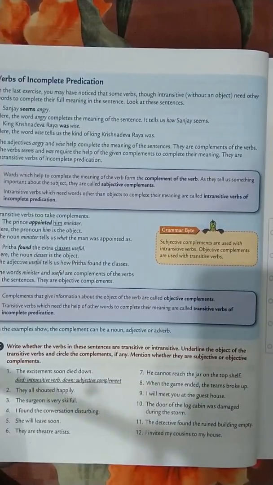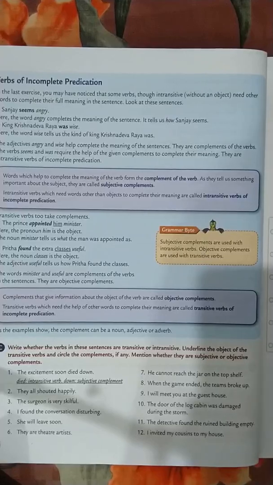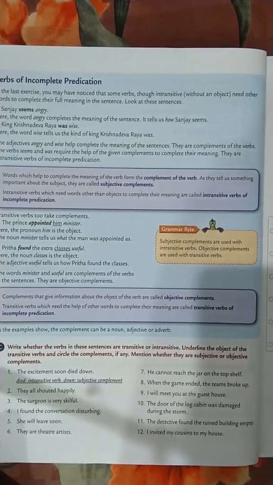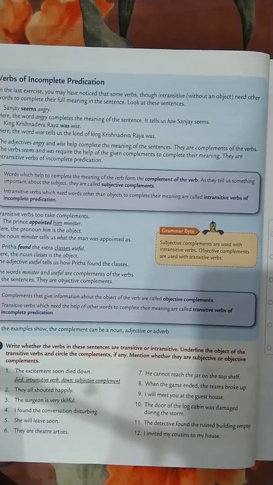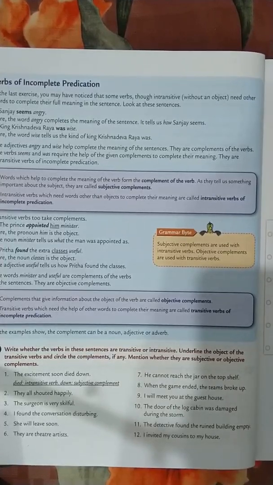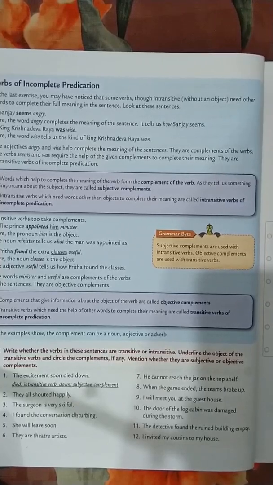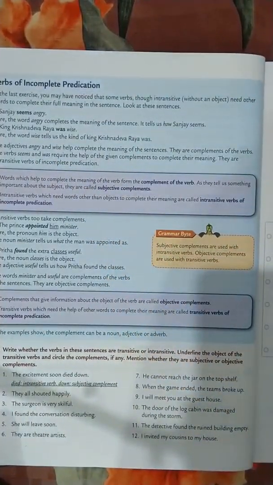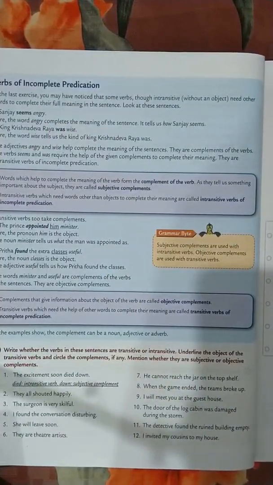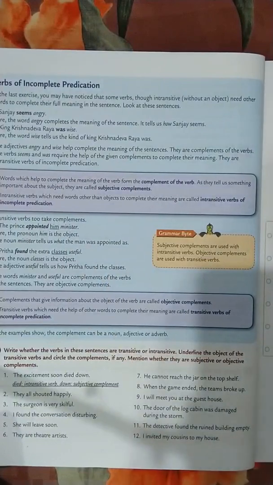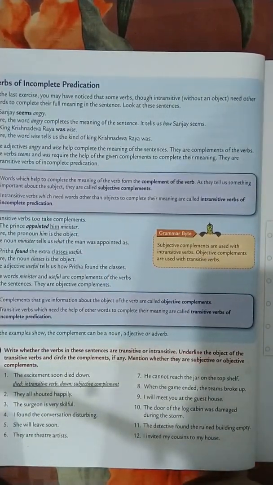The verbs seem and was require help, they require a complement to complete their meaning. Without that the sentence will look incomplete. Okay students, do remember, the verbs seem and was require complements to complete their meaning. They are intransitive verbs of incomplete sense. So they will be called intransitive verbs of incomplete predication.